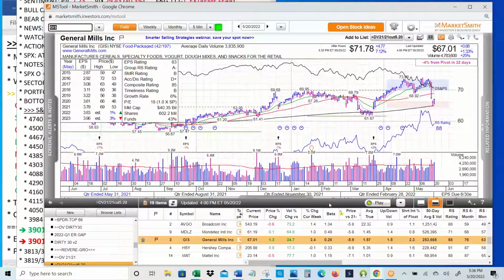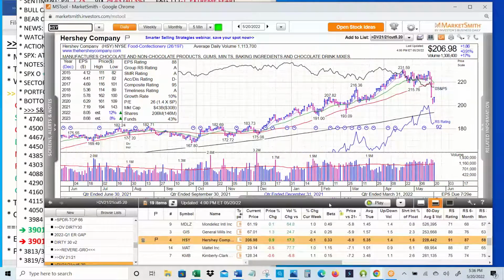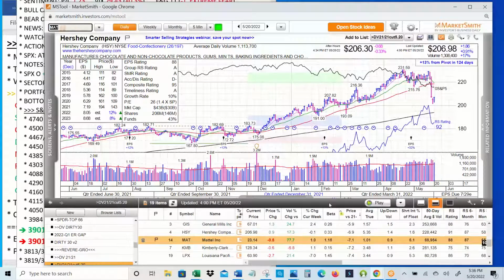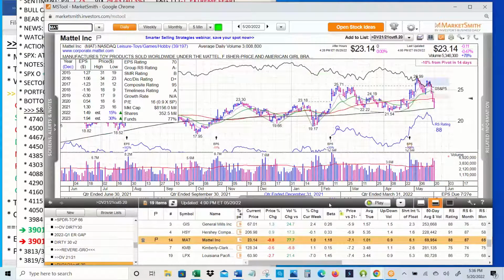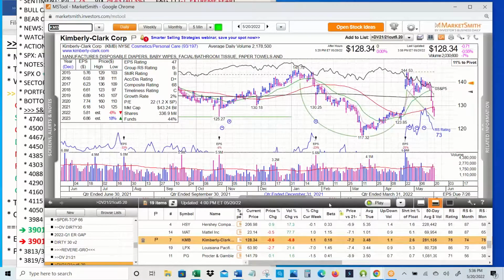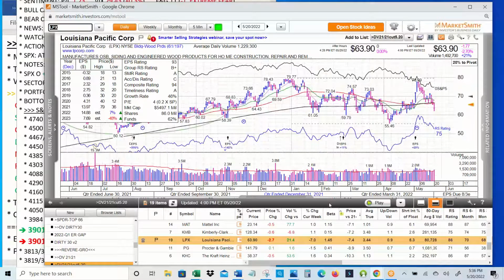General Mills, another one, broke, bounced at the 200-day. Hershey, another one that broke. Mattel, another one that broke, bounced at the 200. Kimberly-Clark, another one that broke below the 200 and the 50-day moving average. Louisiana-Pacific, a little bit of strength coming into some building stocks. At least they stopped going down. This is a lumber stock and broke the 200-day moving average, punted off the list.